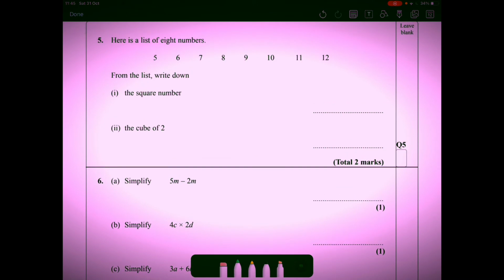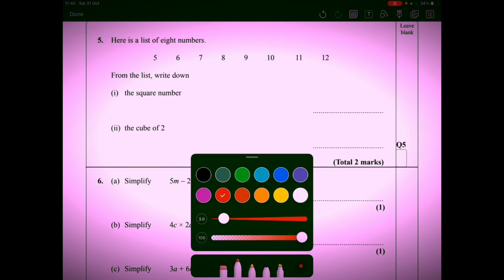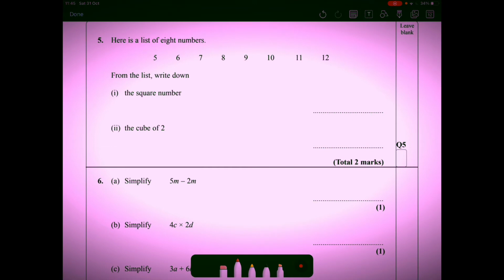Question 5. Here is a list of 8 numbers. From the list, write down a square number. Square numbers. 1 times 1, 2 times 2 is 4, 3 times 3 is 9. There you go. There's a square number.